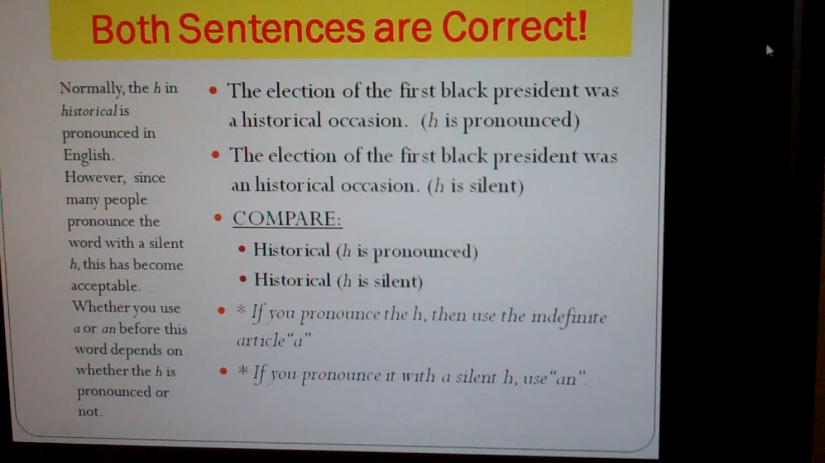Sometimes when you're speaking quickly, it's really kind of difficult to tell whether the H is pronounced or not. And normally you only have to worry about this when you're writing. So if you don't really notice too much of a difference here, don't worry too much about it.